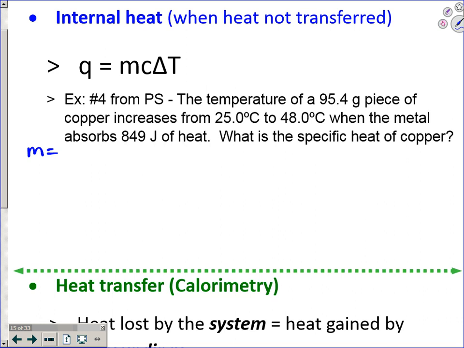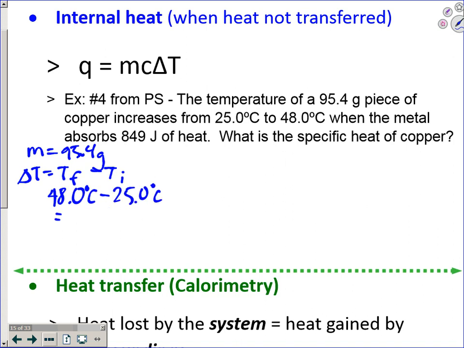Mass is 95.4 grams, and this is a piece of copper, okay? And it tells us what else? Delta T, which is T final minus T initial. Don't forget to always do that. What's T final? 48 degrees Celsius. And then 25 degrees Celsius. So what's our delta T? 23.0 degrees Celsius. Don't forget, sometimes you gotta pay attention to those decimals. All right, so there's our delta T.